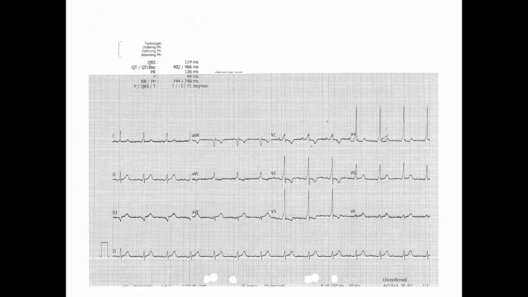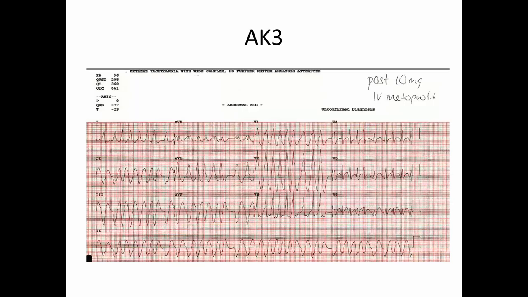This is a slide I had from some years ago, which shows what you don't want to do if you have someone with pre-excited atrial fibrillation, which is give intravenous metoprolol 10 milligrams, because all you're doing is blocking the node and encouraging the AF to go straight over an accessory pathway and cause VF, which is exactly what happened here. And then the patient will have to get shocked.